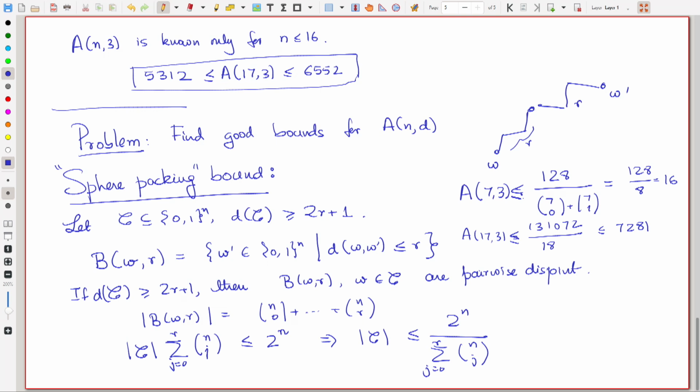So, we cannot do better than that, so hope for something with more than 7281, but okay. So, here is a linear programming kind of bound. This is a bit complicated in the sense that it does not give you a quick formula.